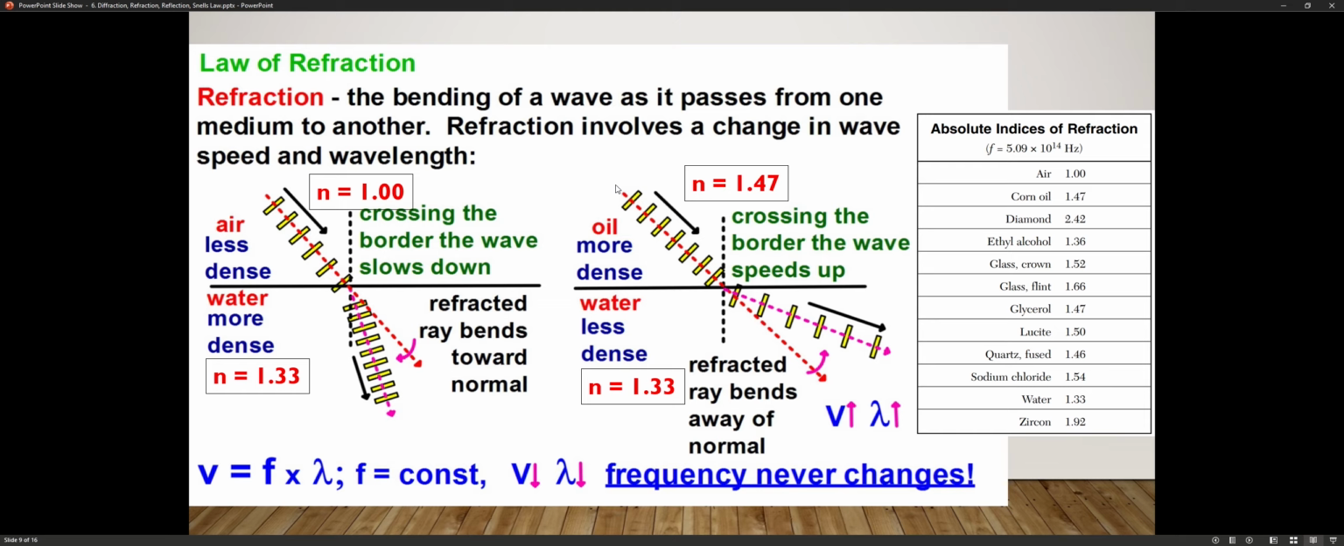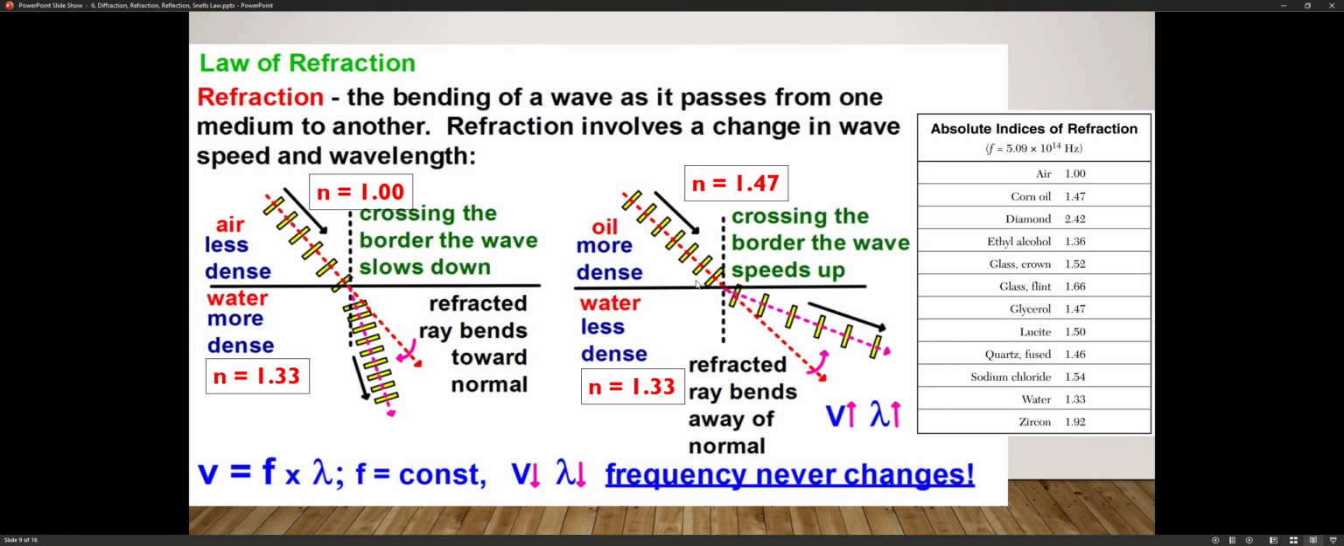And the light wave from the corn oil is going into water. And water is less dense than oil. And the index of refraction is 1.33. That means you're going from a higher to a lower index of refraction. Well, if that's happening, then the speed of the wave speeds up.